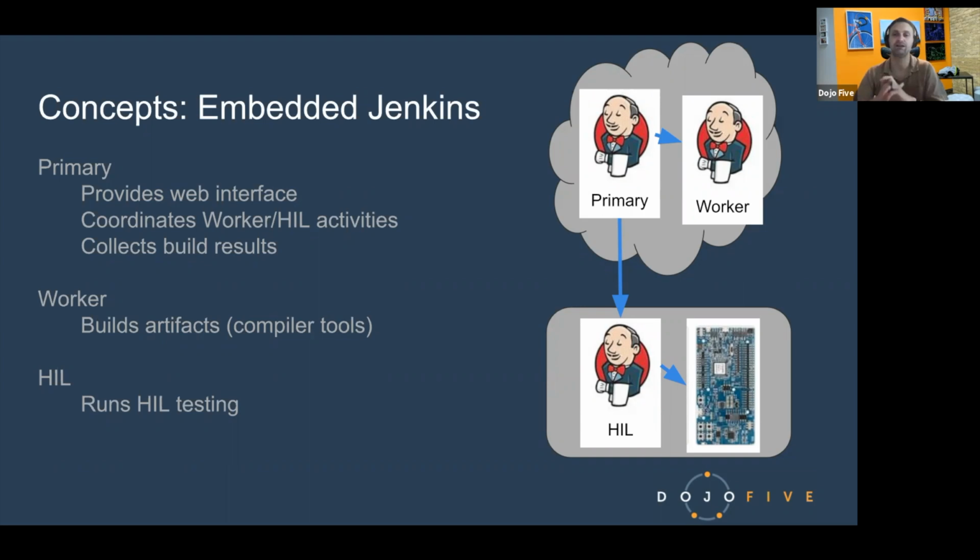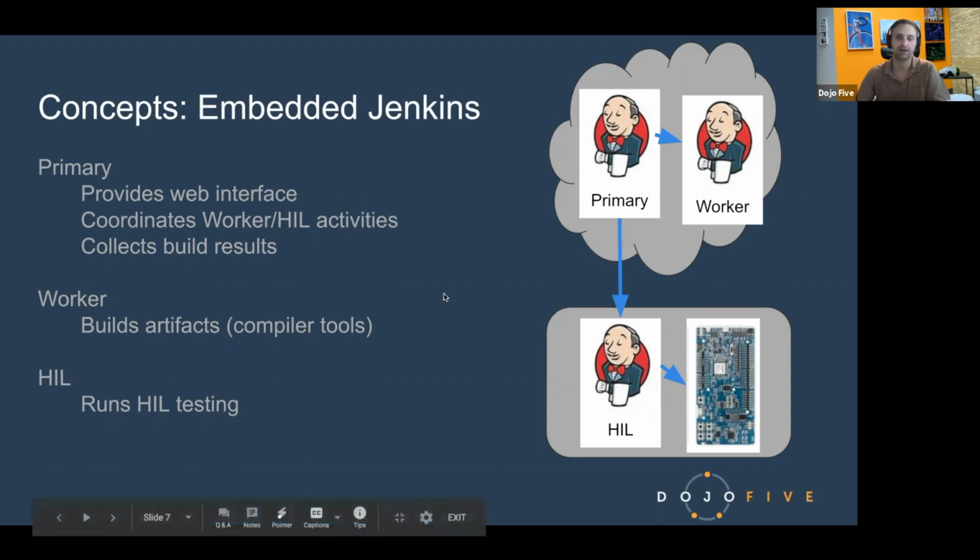It has a primary, which presents a web interface that helps you run through Jenkins, and there's also a series of workers that actually do the work. The worker can be on the same computer as the primary, or it can be on a separate computer different from the primary. And so these two work together in order to build your software.